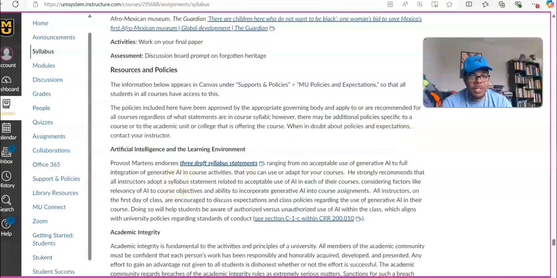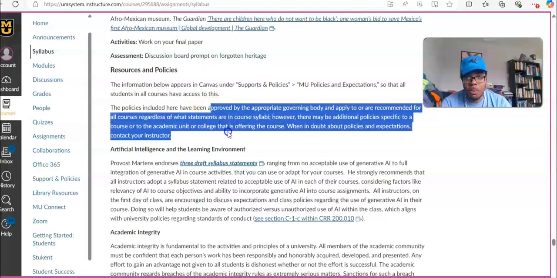Outside of this, we'll get back into policies now. Okay, so just a few other things related to policy. First of all, the policies included here are basically boilerplate from the university, so this should appear on pretty much every syllabus, and so it appears on mine.